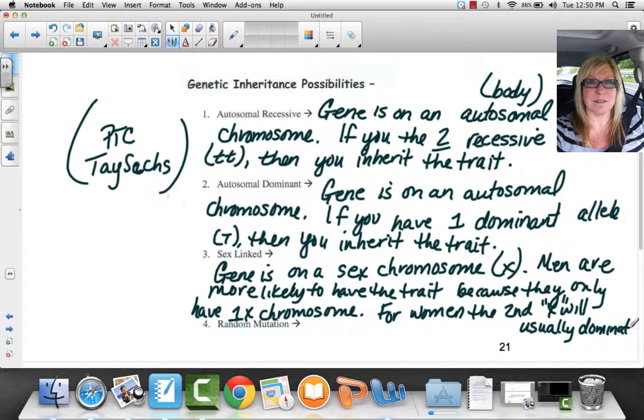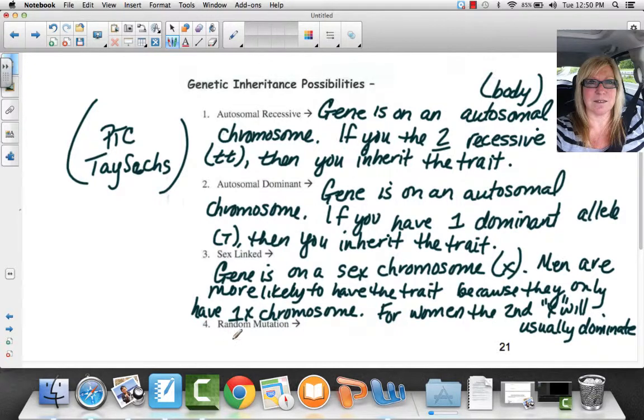So what does that mean? Well, it means that if a woman has one copy of the mutation on one of her X chromosomes, then she typically will not express the trait. It will not phenotypically be seen because her other X, which is dominant, will mask it. But men, on the other hand, will probably have the trait because they only have one X. Their other one's a Y. So if it's present on the X, then they usually display it.